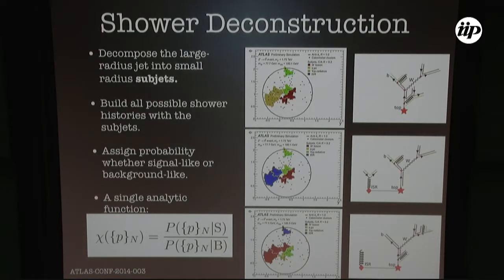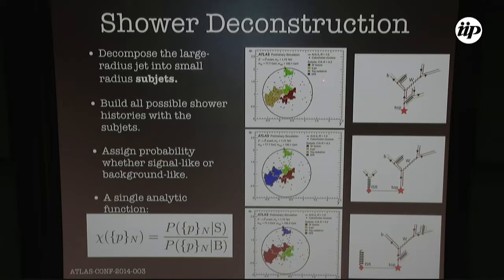So what we do is we construct what we call shower histories. What does it mean? That means we look at the final state. Let's say this is a final state energy deposit, and we form small radius subjets. 0.2 is what we can use in ATLAS. So define 0.2 subjets. We have 1, 2, 3, 4, 5, 6 here. And we try to see if this structure can or could have come from a top quark decay.